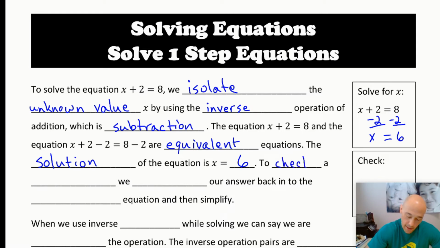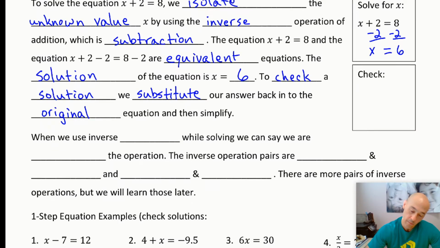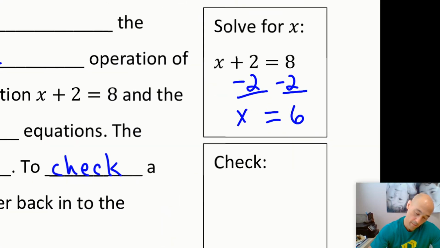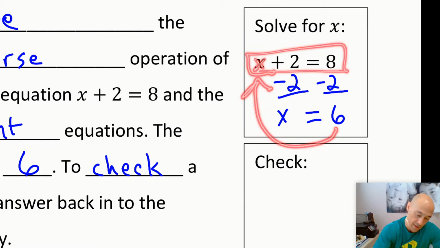To check a solution, so we're going to see whether or not that solution is correct, we substitute. Substitute means to plug in or replace a value with another one. We substitute our answer back into the original equation and then simplify. So let's do that now. So we're going to check over here. We're going to take our original equation here, and we're going to replace the x with the answer we got for x, which is 6.